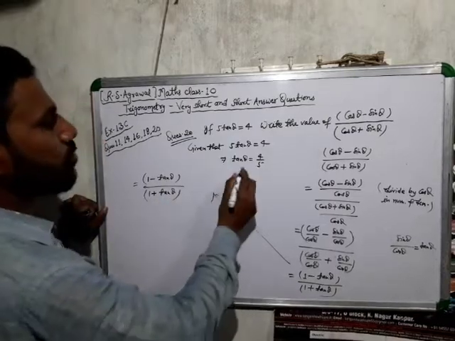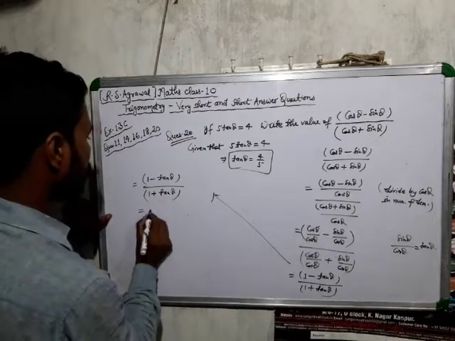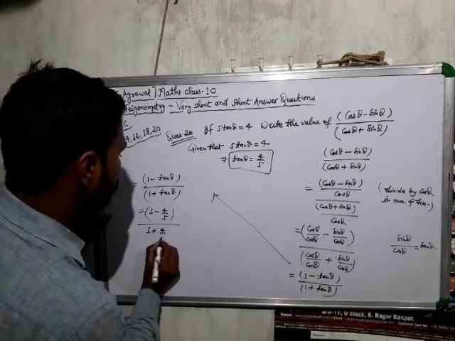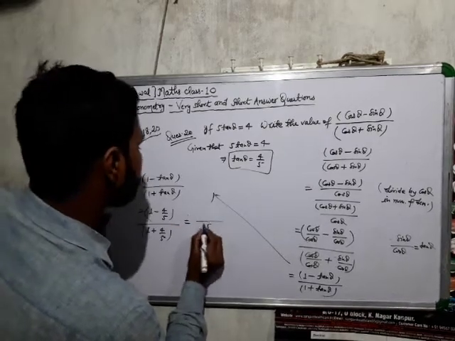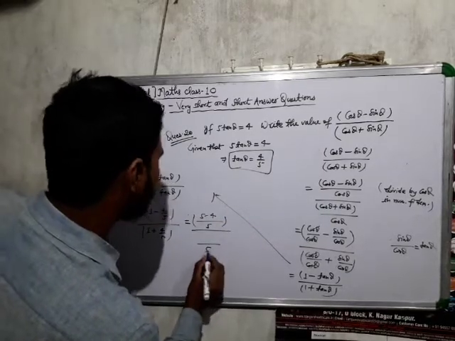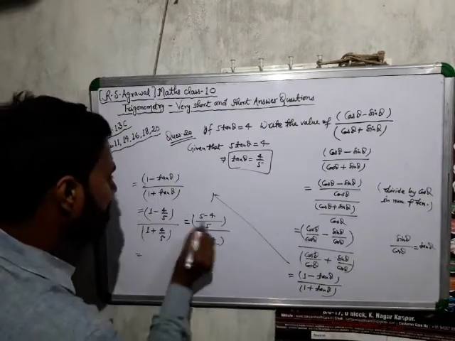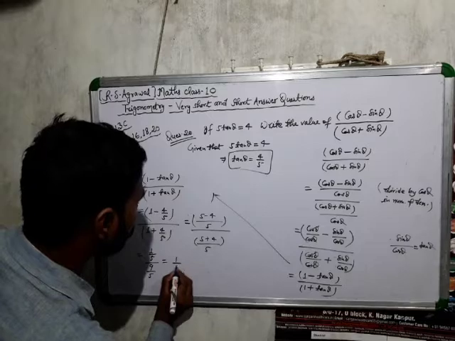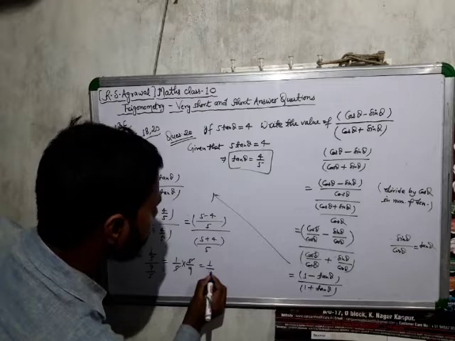Putting the value of tan theta equal to 4 by 5, we get 1 minus 4 by 5 divided by 1 plus 4 by 5. 5 is the LCM. This is (5 minus 4) by 5 divided by (5 plus 4) by 5, which is 1 by 5 divided by 9 by 5, which is equal to 1 by 5 multiplied by 5 by 9, which is equal to 1 by 9.